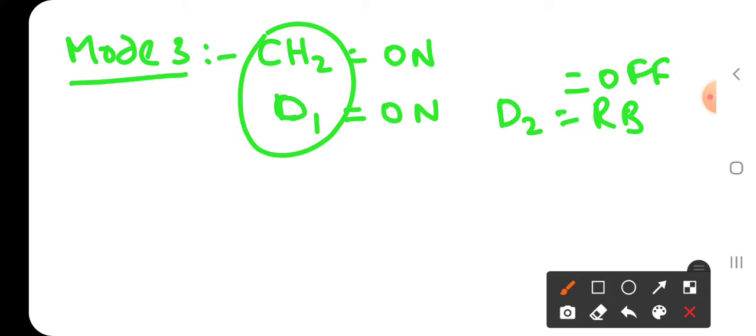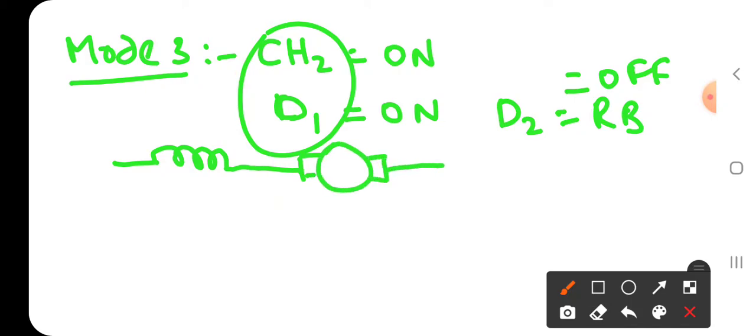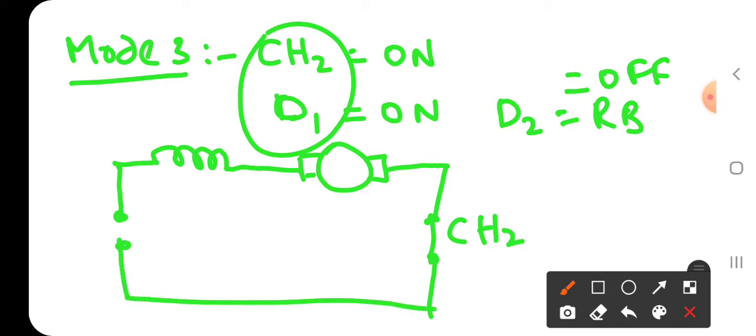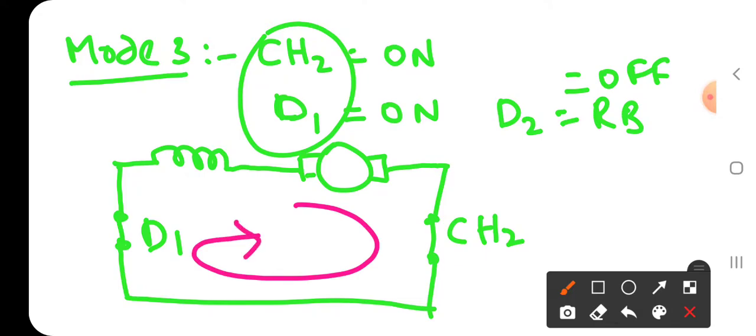What is the circuit? Inductance, motor, chopper 2, and D1. Where do we have D1? Here. D1 is on. As I already told you, the direction of current must be in this direction, that is from A to AA. And this is VA.